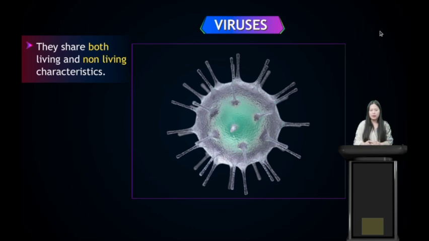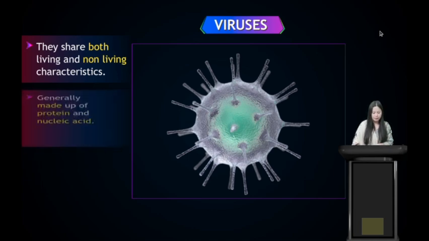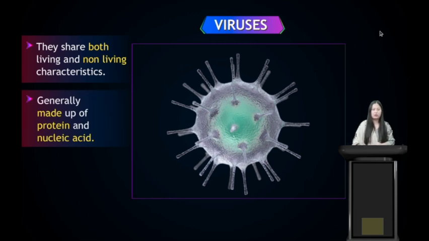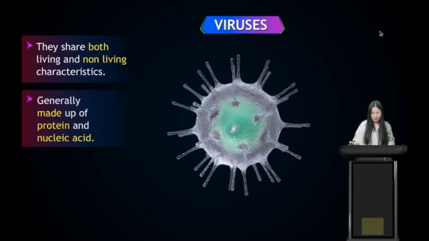But when there is no host organism, when they are left alone or isolated, they cannot reproduce on their own. So if they cannot reproduce, it is a non-living characteristic. So viruses share both living and non-living characteristics, because they can reproduce only when they are inside the cell of the host organism. Viruses are generally made up of a protein core and a nucleic acid core. So these are the characteristics of viruses.